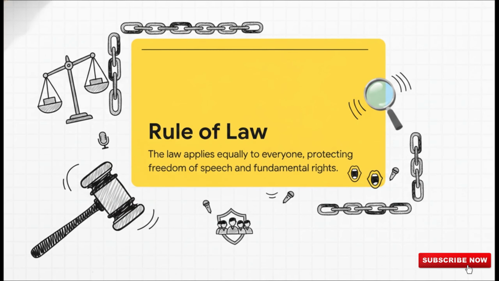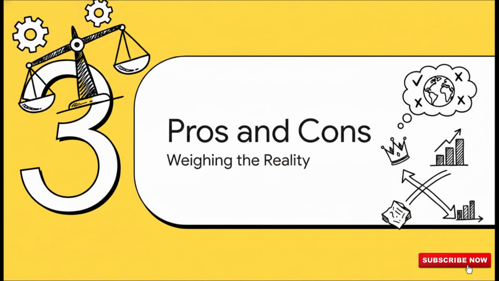Then we have the fourth pillar, the rule of law. And this is absolutely crucial to understand. Democracy isn't just about majority rule. Think about it. If 51% of the population votes to totally strip away the rights of the other 49%, that's not a democracy. That is literally the tyranny of the majority. True democracy requires that the law applies equally to every single person, fiercely protecting freedom of speech and fundamental human rights.